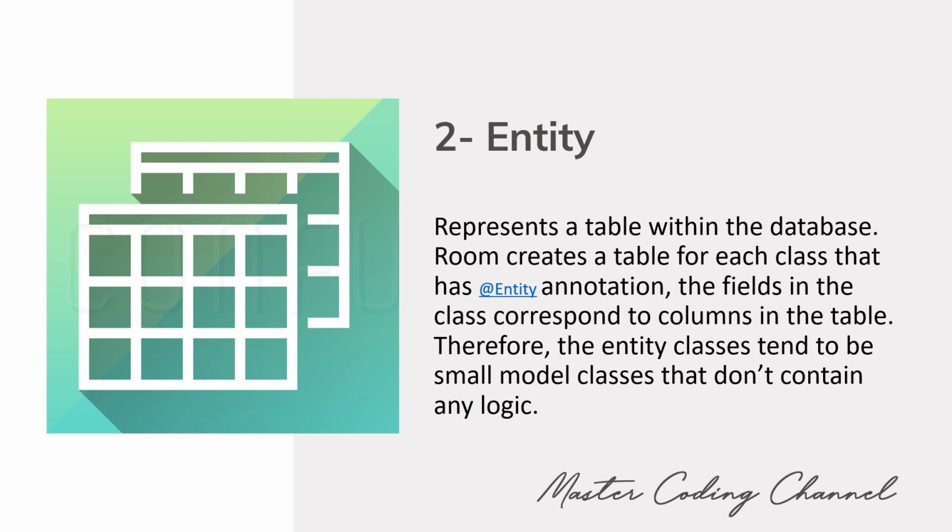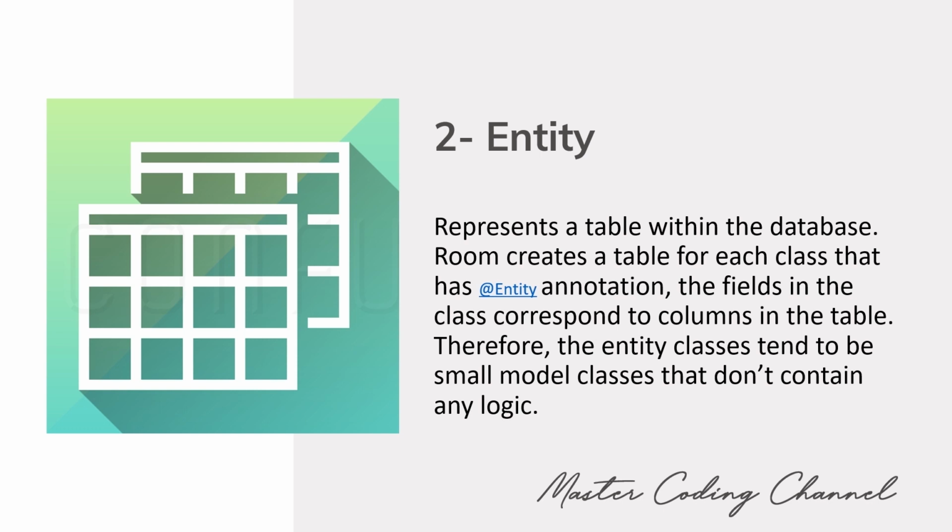The entity represents a table within the database. So Room creates a table for each class that has an Entity annotation. So it is very important to figure this out. This annotation represents the entity inside the Room database. The fields in this class correspond to columns in the table. Therefore, the entity classes tend to be small model classes that don't contain any logic.